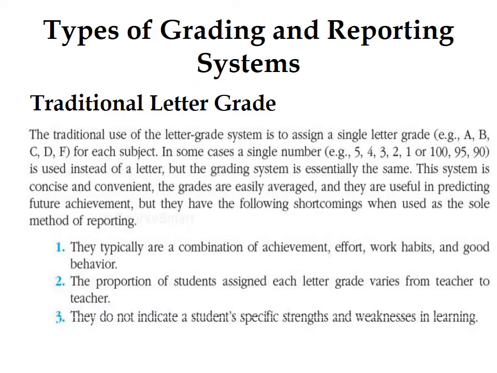But with these advantages, they have the following shortcomings when used as the sole method of reporting. The first disadvantage is they typically are a combination of achievement, effort, work habits, and good behavior. For example, a grade of C may represent good achievement, but poor work habits and disruptive behavior, accompanied by attentiveness, strong effort, and good behavior. The second disadvantage is the proportion of students assigned each letter grade varies from teacher to teacher. And the third one, they do not indicate a student's specific strengths and weaknesses in learning. These limitations of the single letter grade make them difficult to interpret and use.